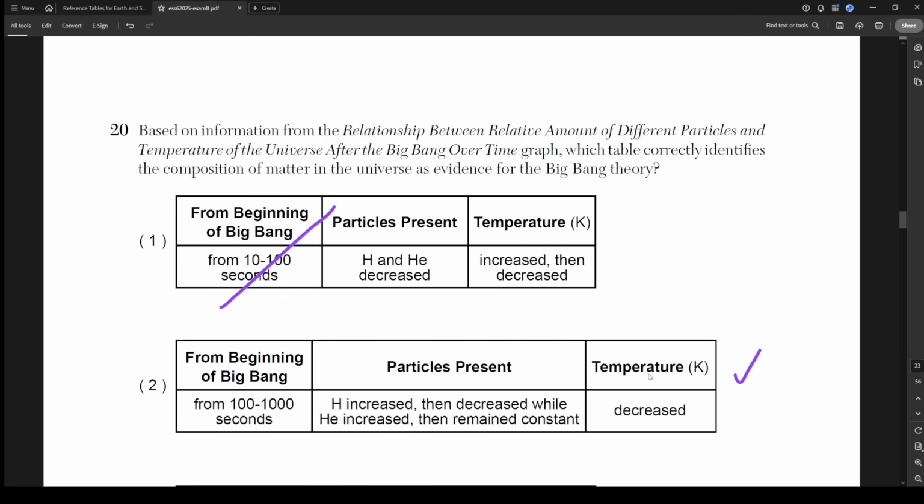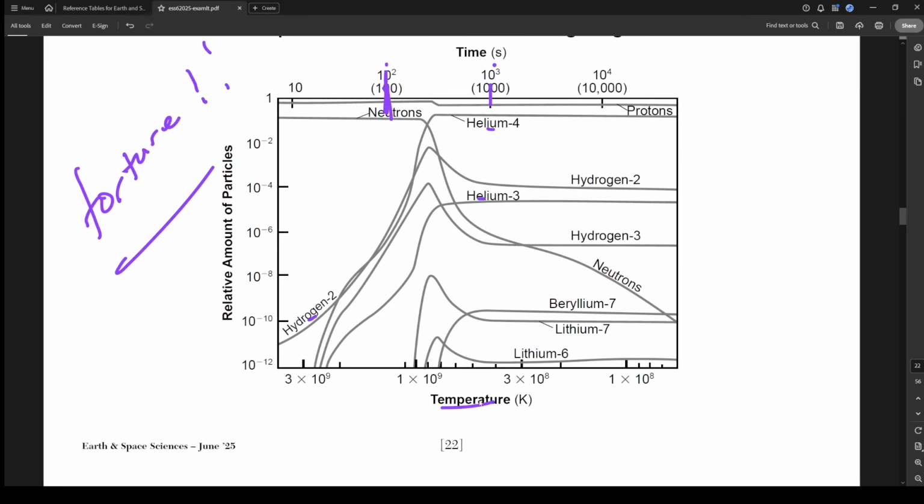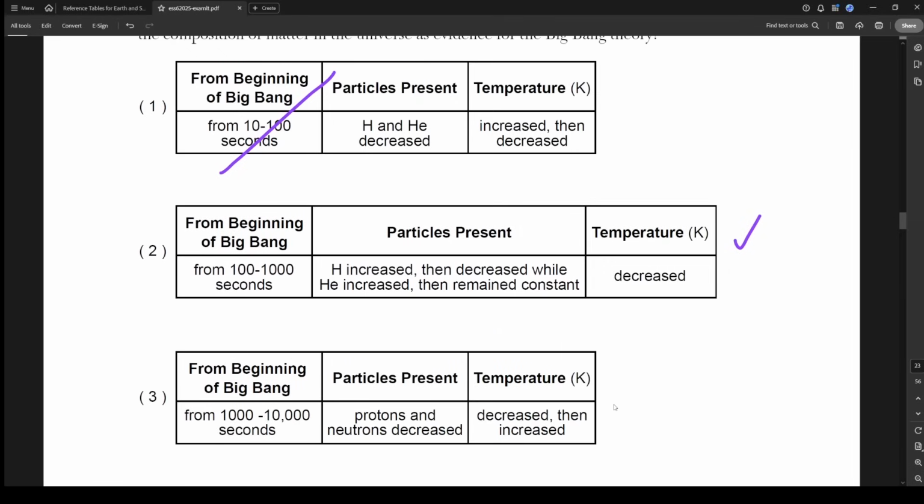Let's just check the last thing. Temperature decreased. Where the heck is that? Temperature. Look, 3 times 10 to the 9th, 1 times 10 to the 9th, 3 times 10 to the 8th, 1 times 10 to the 8th. This is always going down, so that's right. All right, we found a winner. Let's just check the other ones.